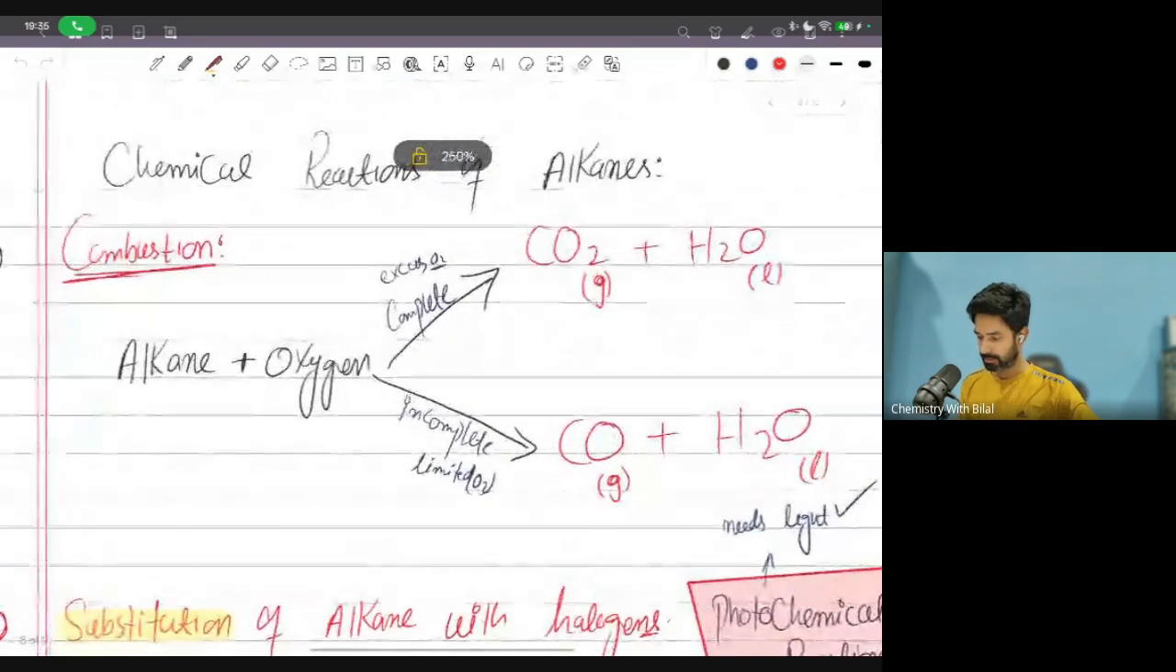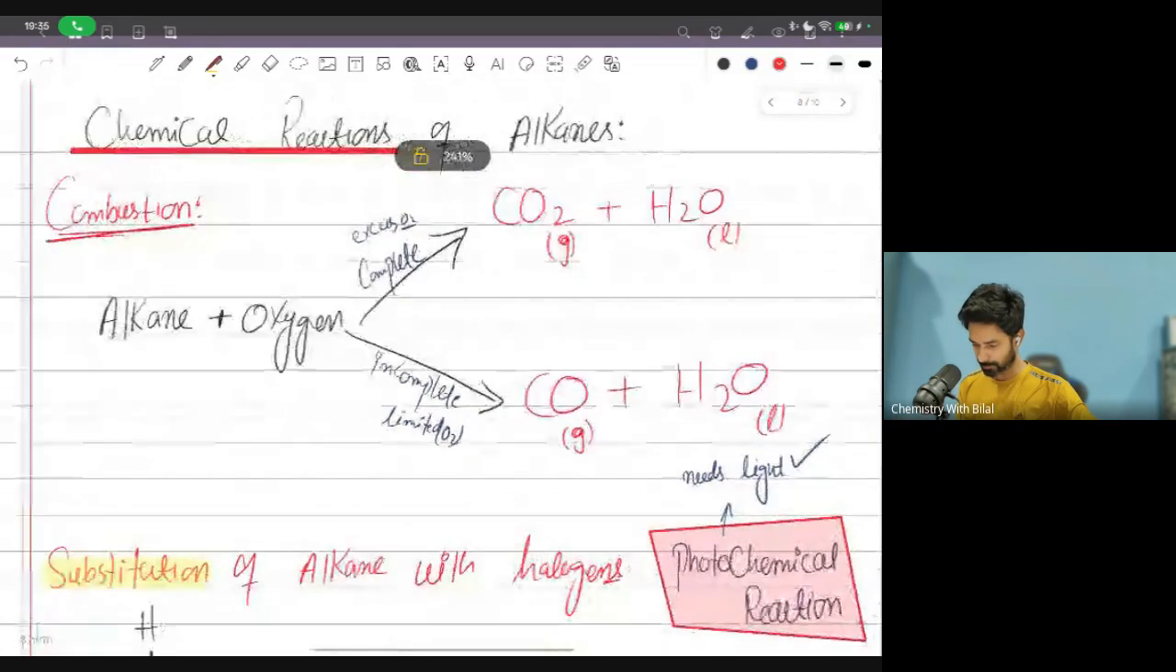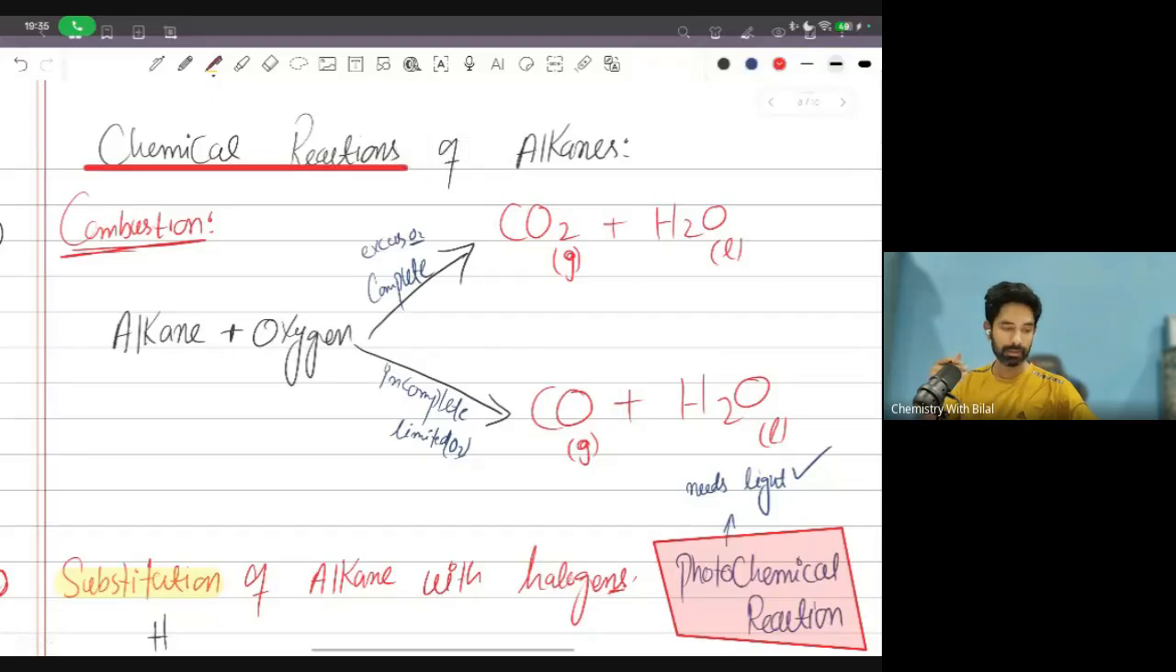Now we have chemical reactions of alkanes. The first and most important reaction is combustion. If you memorize it here, this combustion is actually part of your alkenes, alcohols, it is involved everywhere. In combustion, alkane is burned completely and incompletely. A complete combustion takes place in the presence of excess oxygen, whereas incomplete combustion takes place in the presence of limited oxygen.